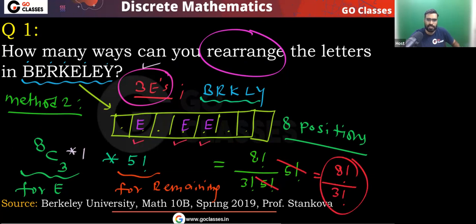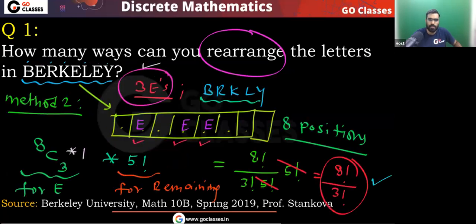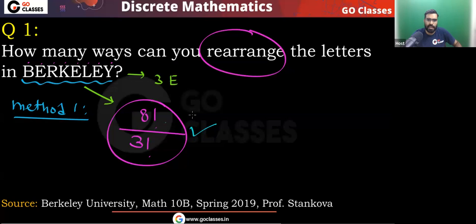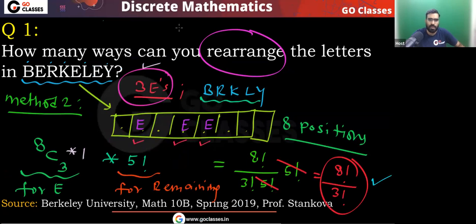Did you get the same answer by method 2? Method 2 also gives you the answer 8 factorial divided by 3 factorial, and method 1 also gives the same answer. So you get the same answer in both methods. Which method do you like more? This is the direct formula, and this is, I can say, the analytical method. Now let me tell you, the second method is nice because it can handle variations.